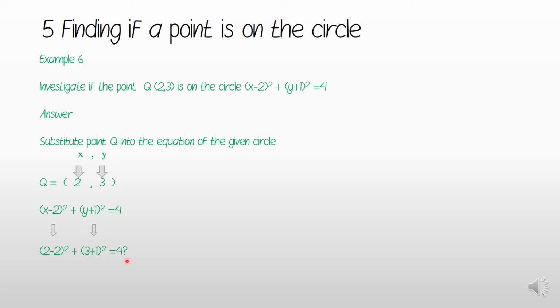So if the point is on the circle, these should be equal. This equation should be true. You should get 4 on this side because you have 4 on the right. So we calculate that, and then we see that on this side you actually get a value of 16. So you have 0 plus 16. So that's definitely not equal to 4. So we can conclude that the point is not on the circle.